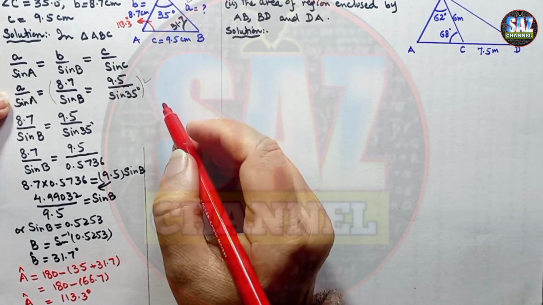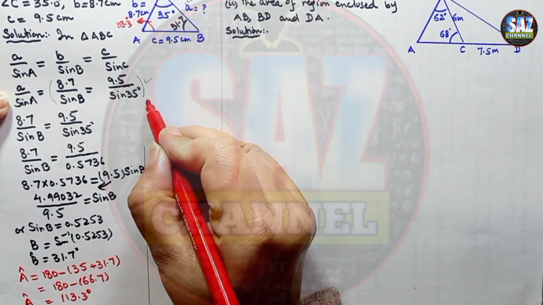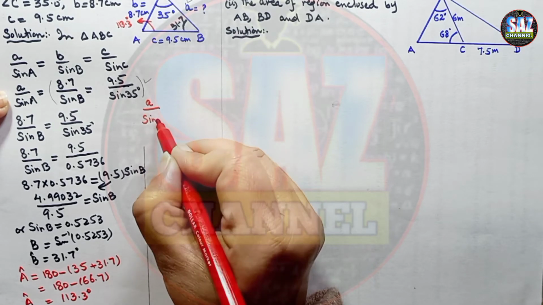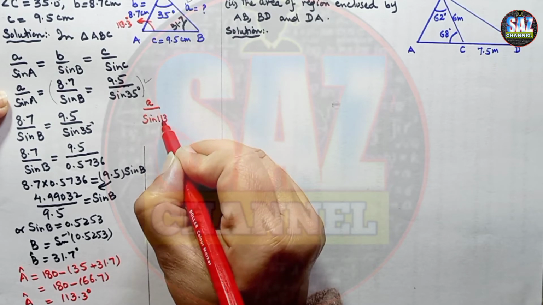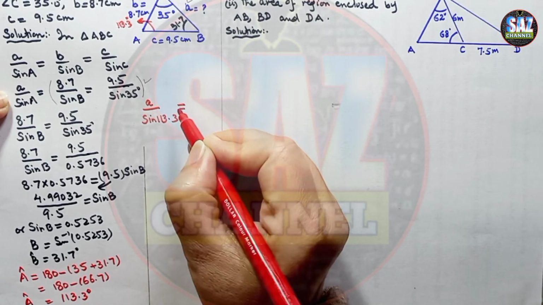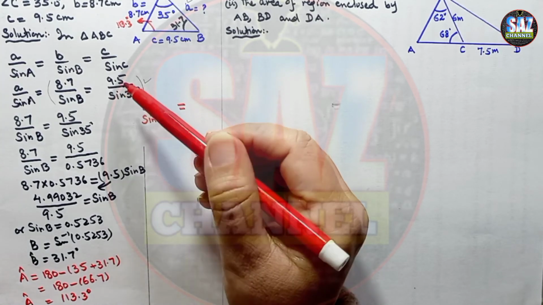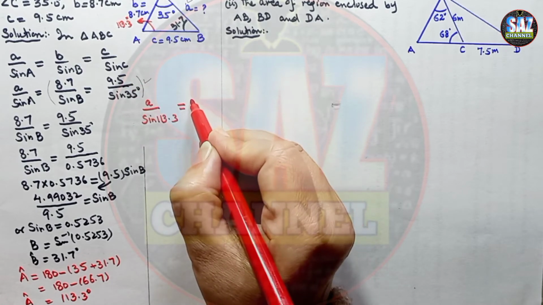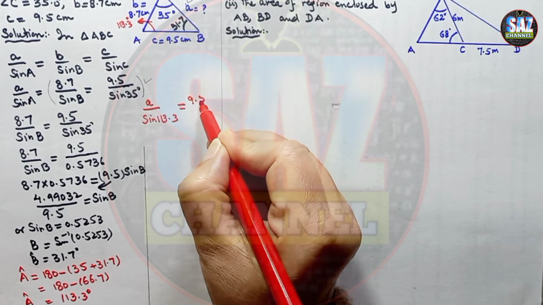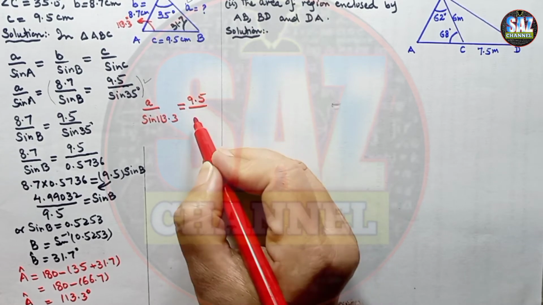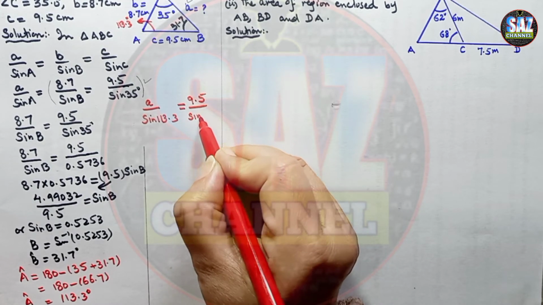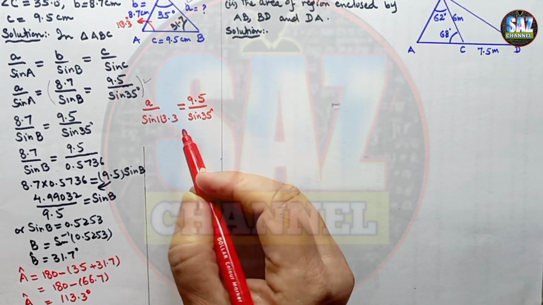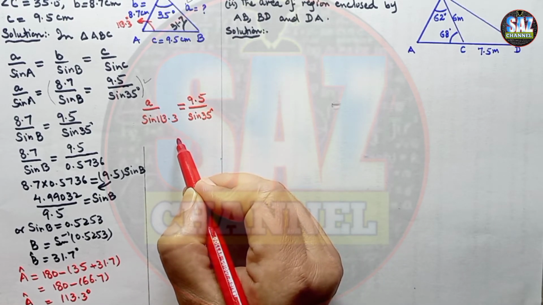I will be taking this portion, A upon sine 113.3 equals to... now you can see that this portion is already completely calculated with us. I will be preferring this portion and this fraction, and I always ask my students to avoid those calculations that you have done, because they can have some error with them.